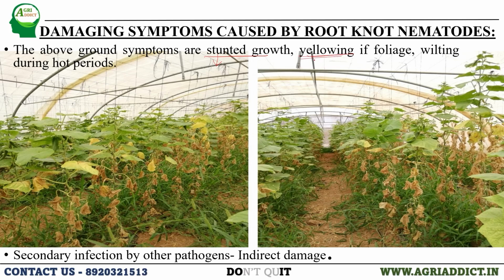And yellowing of foliage occurs because the root system is not able to take enough nutrients from the soil, even if they are present. So the plant starts showing symptoms like yellowing and wilting. Even if enough moisture is present in the soil, because of the impaired root system and affected vascular system, the wilting can be seen even in the presence of moisture. That is known as incipient wilting.